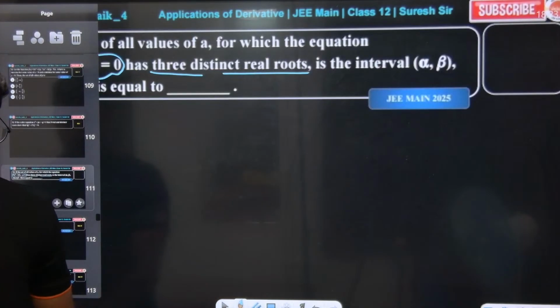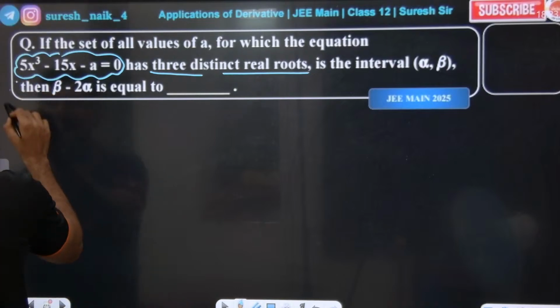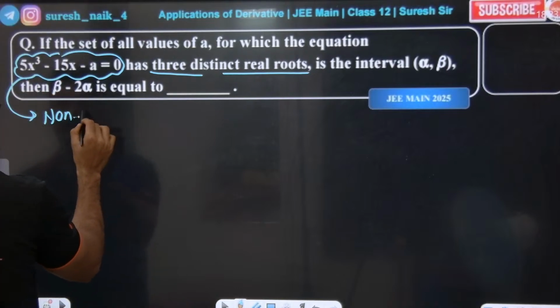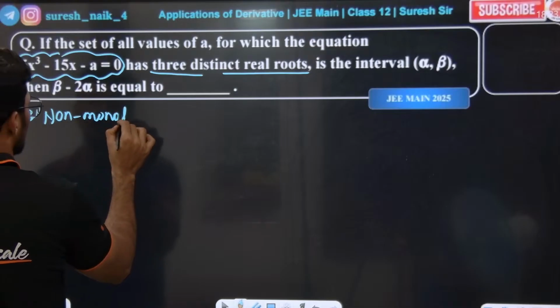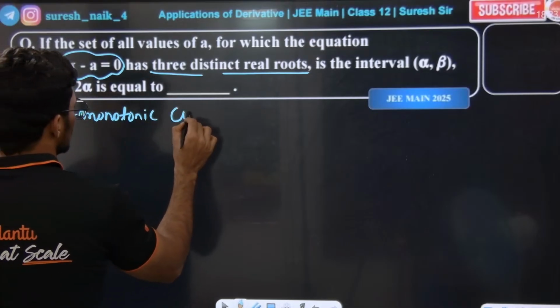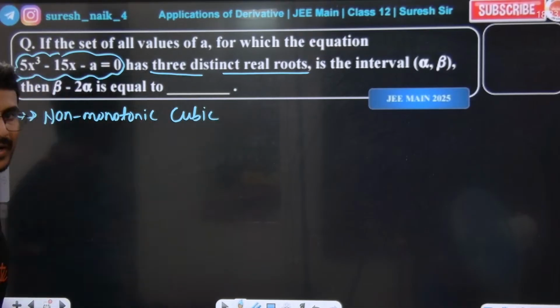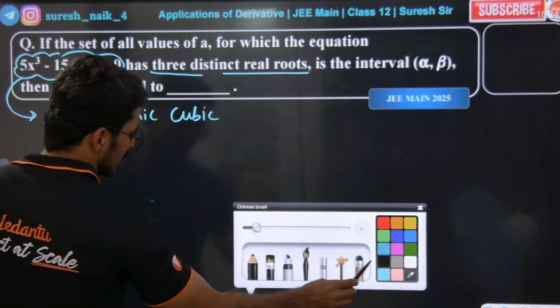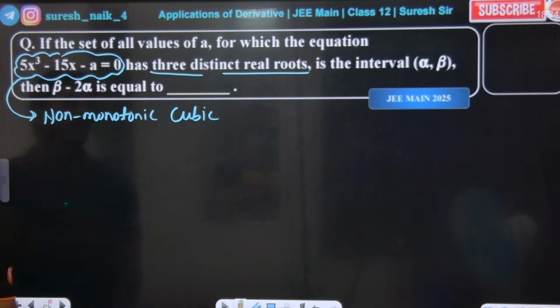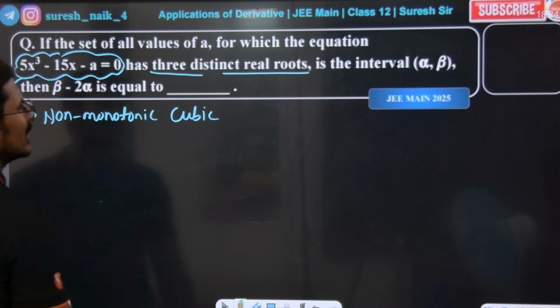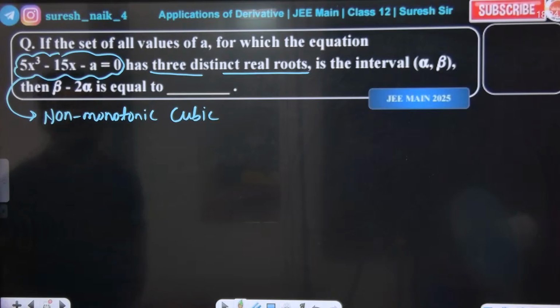Okay sir, now what we see here is a non-monotonic cubic, because this is part of case 2, a condition in case 2, the third condition. Set of all values of a for which there are distinct roots, and they lie in the interval alpha beta. So beta minus 2 alpha we need to find out.